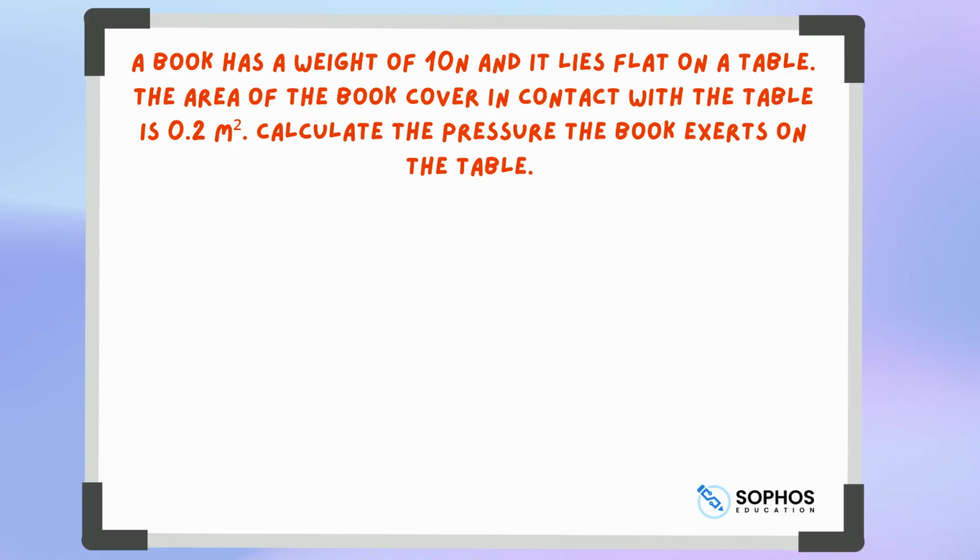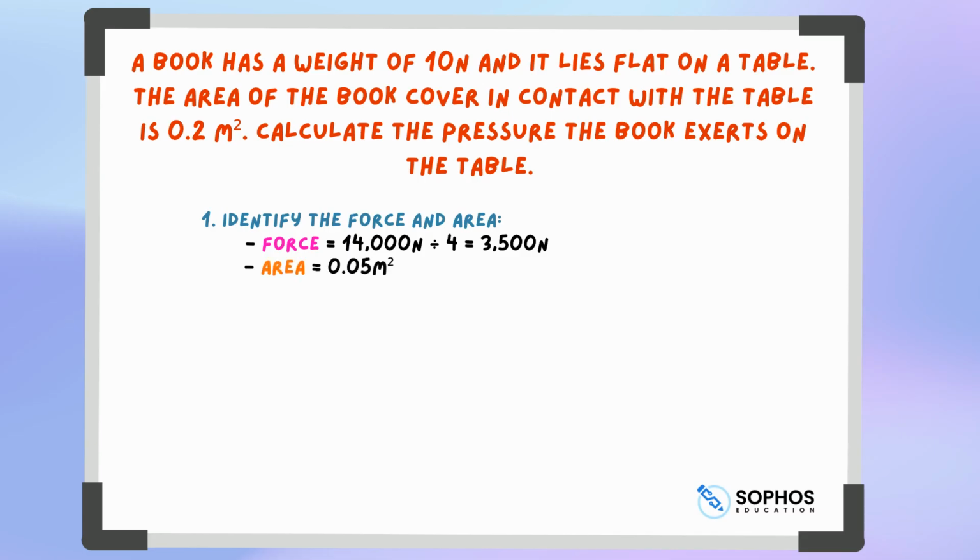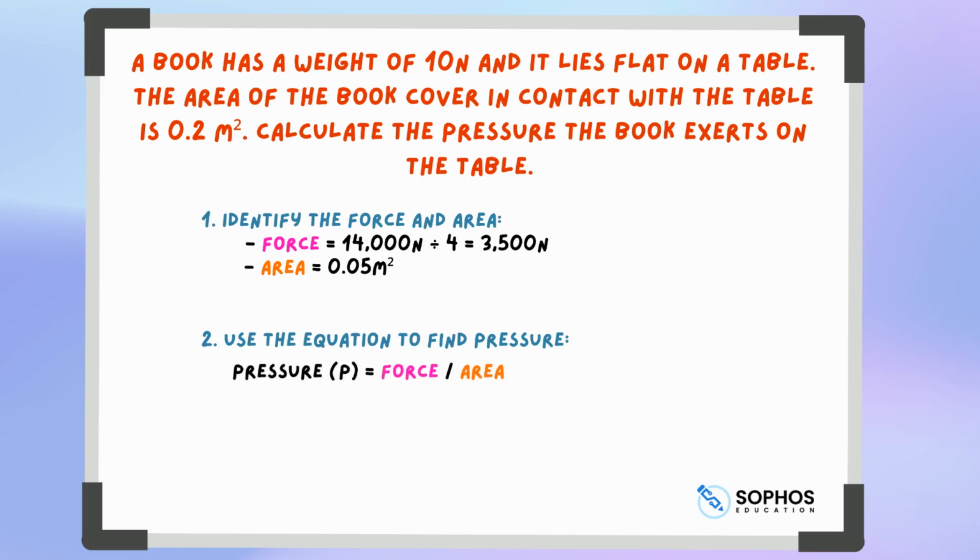Imagine a car with a weight of 14,000 newtons resting on 4 tires. Each tire makes contact with the ground over an area of 0.05 meters squared. Calculate the pressure exerted by each tire on the ground. Firstly, identify the force and area. Since we have the total force exerted by all tires, we need to work out the force for a single tire, so we do 14,000 newtons divided by 4 to give us 3,500 newtons. We know the area of each tire in contact with the ground is 0.05 meters squared. We can then use the formula to calculate pressure, giving us 3,500 divided by 0.05, which equals 70,000 pascals. So the pressure exerted by each tire on the ground is 70,000 pascals.